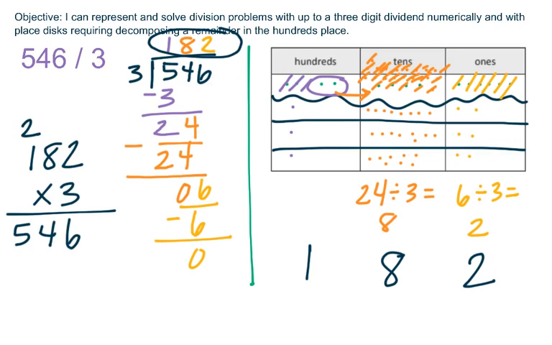So if we're thinking about how this problem is different than the last problem that we did, you might be thinking, well, I ended up having to actually decompose 2 hundreds this time rather than just one. So I ended up bringing over 20 tens with a total of 24 rather than just bringing over 10 tens like last time.